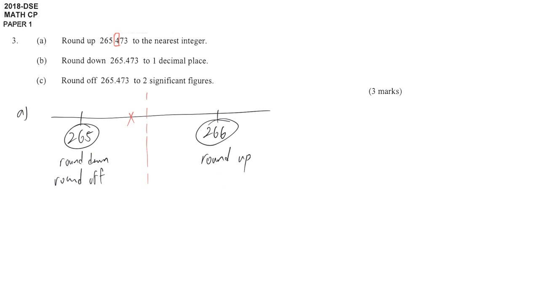So in part A, they are asking round up to the nearest integer. So it should be 266.